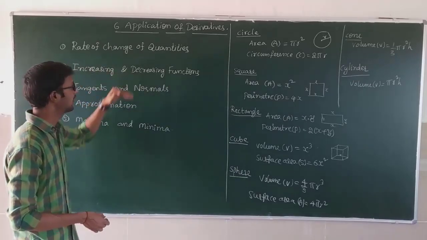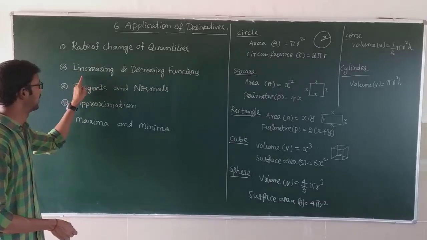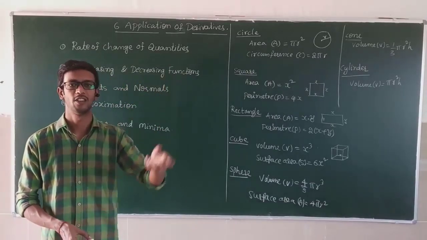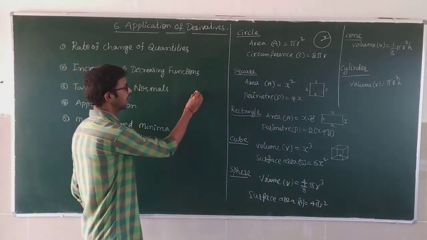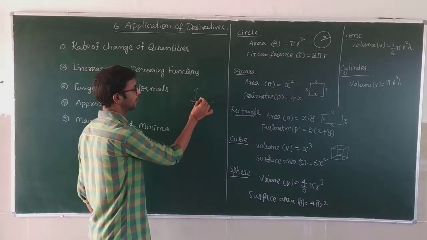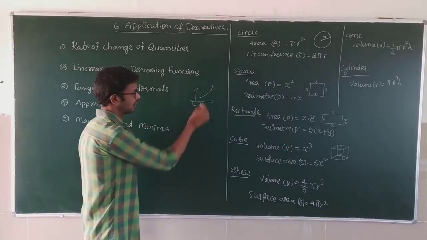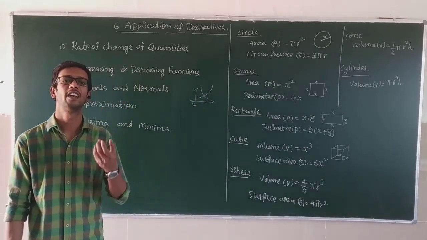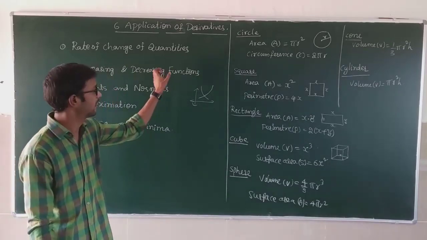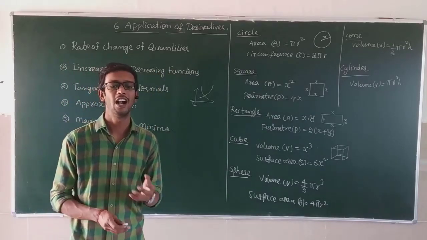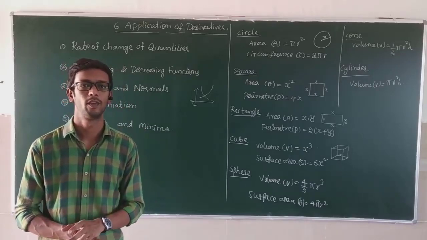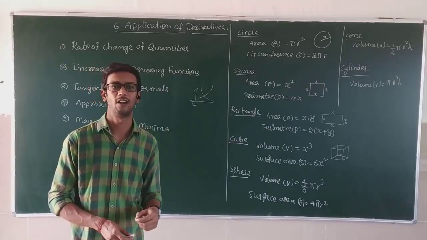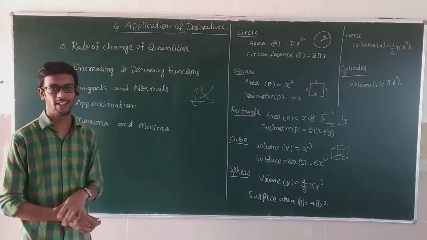Next, increasing and decreasing functions. One function will be increasing, one function will be decreasing. General example: you can say this is an increasing function, and if you take the reverse, a decreasing function. So we find whether a function is increasing or decreasing by using the derivative concept. Why? Because we can't draw the graph for every problem. So by using the derivative, we'll find in the second exercise whether it is an increasing function or a decreasing function.